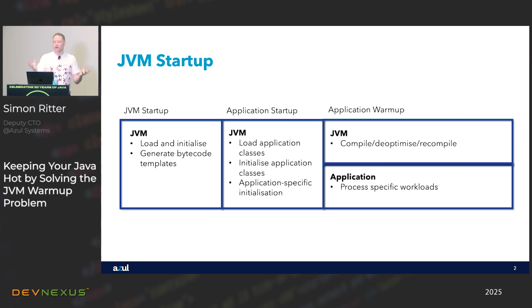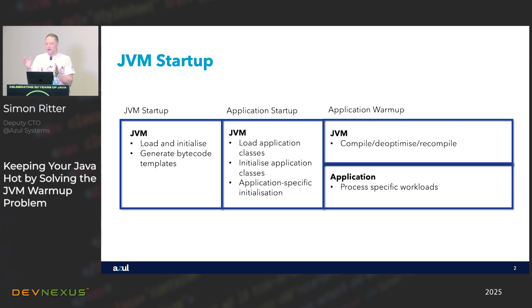And then once we've loaded our classes and we've initialized which ones we need straight away, we'll start doing some application-specific initialization. We'll execute your main method and whatever you need to do in terms of setting up your application, whether it's opening JDBC connections, whether it's network connections, whatever, then that's going to happen as application-specific code.